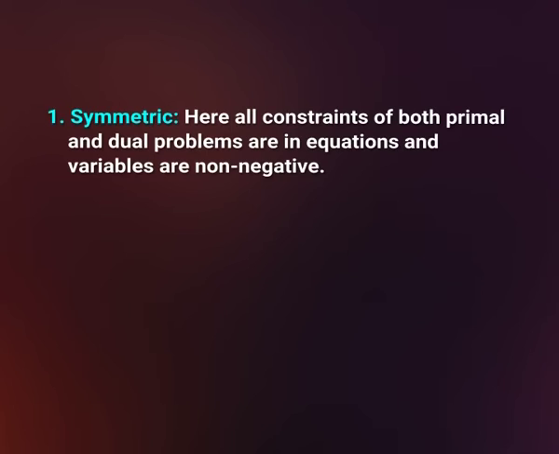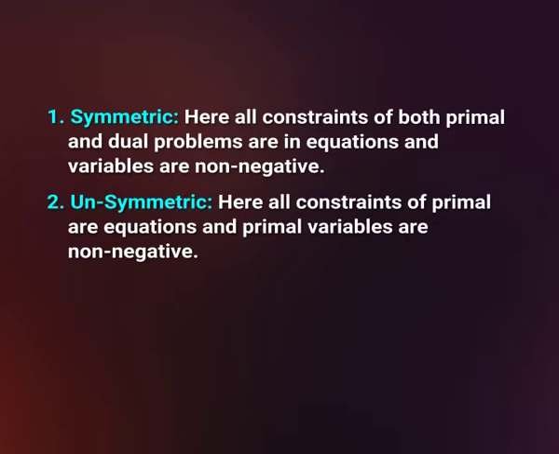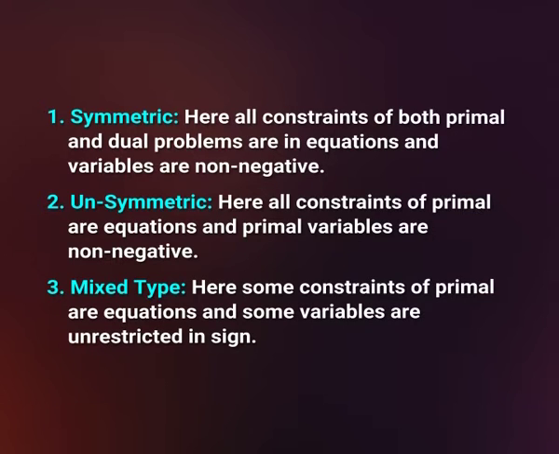There are three types of primal dual problems. These are symmetric. Here all constraints of both primal and dual problems are in equations and variables are non-negative. Unsymmetric. Here all constraints of primal are equations and primal variables are non-negative. Mixed type. Here some constraints of primal are equations and some variables are unrestricted in sign.